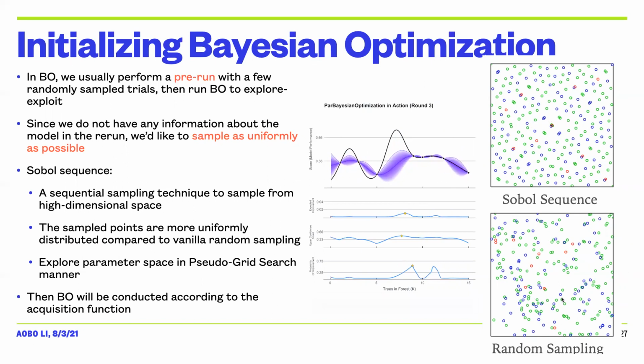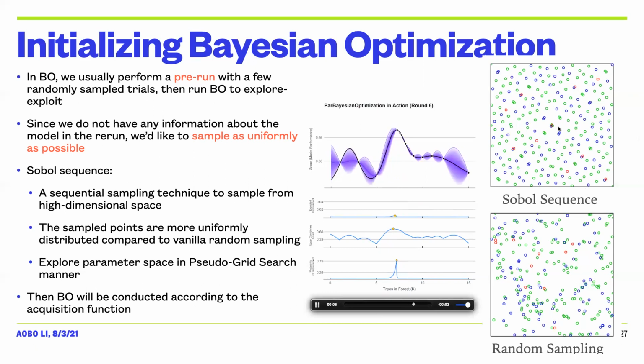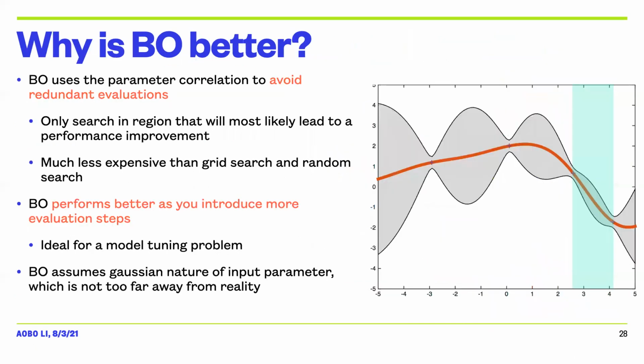It's a sequential sampling technique to sample from a high dimensional space, and the sample points are more uniform than random sampling. So you can see on top is a sampling from a Sobol sequence, and on bottom is a sampling from a pure pseudo-random sampler. So in this case, we can actually explore the parameter space in a pseudo-grid search manner, but with finite points. So the Bayesian optimization will be conducted according to the acquisition function after we initialize our pre-run with the fixed points.